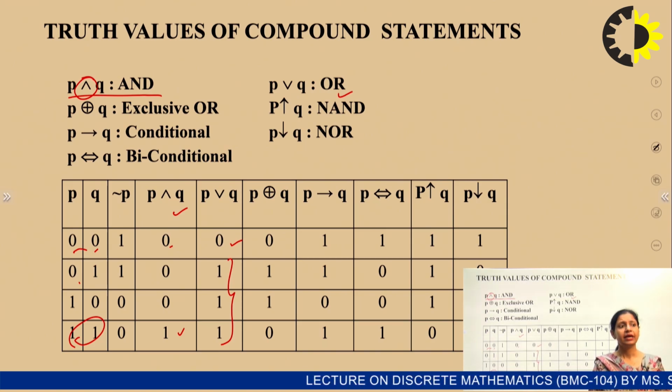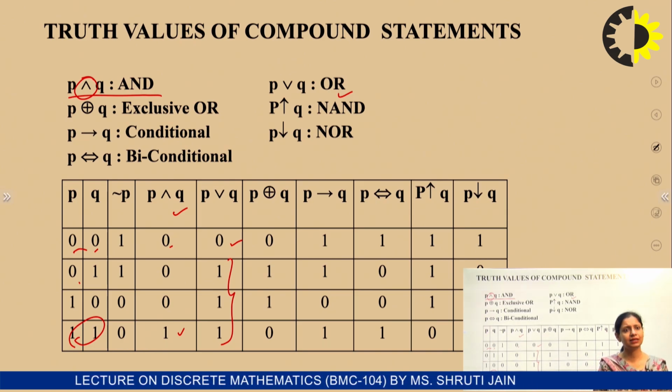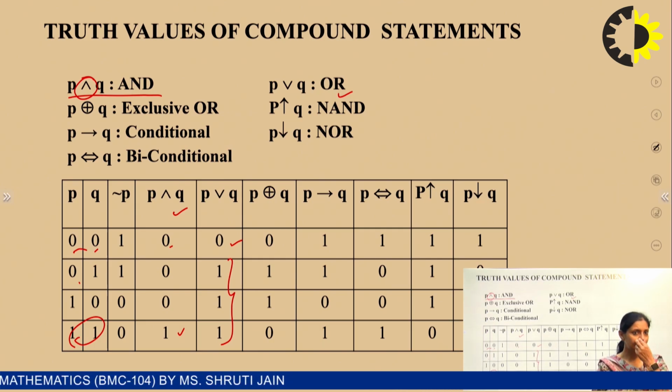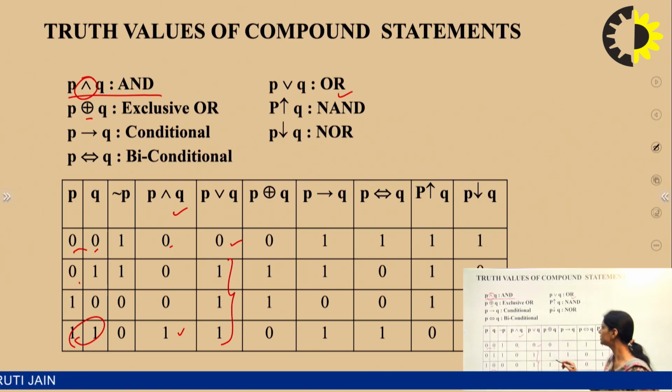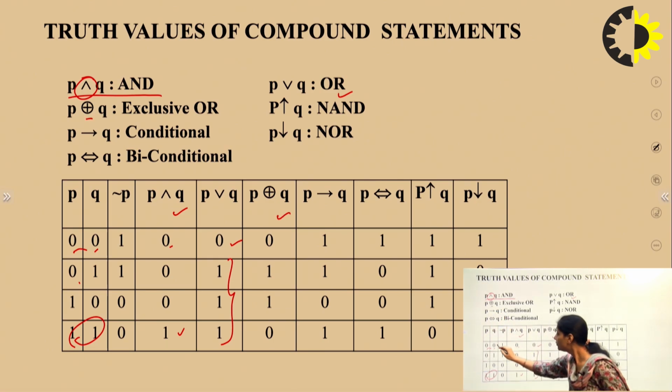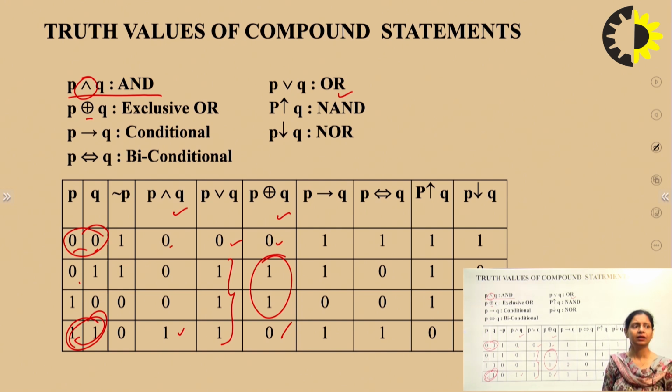Exclusive OR says when we have different values of P and Q, we get the result as 1. For the same values of P and Q, we get the result as 0. So this is exclusive OR. When the values are same, we get the result as 0. When the values are different, we get the result as 1. That is, if P is 0, Q is 1, or if Q is 0, P is 1, in that case the XOR would be 1, would be true, otherwise it would be false.